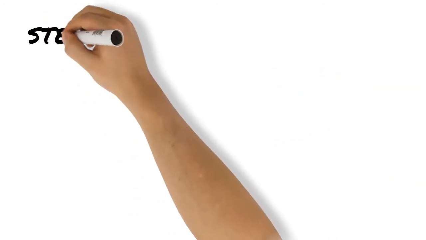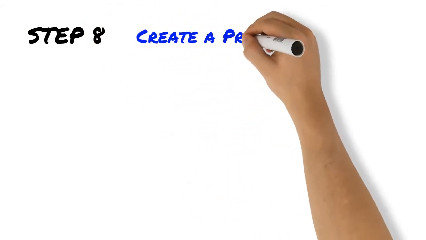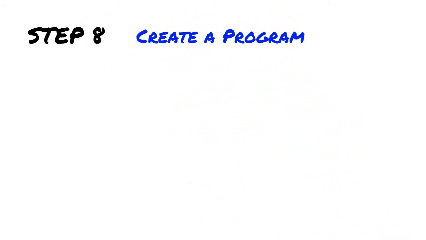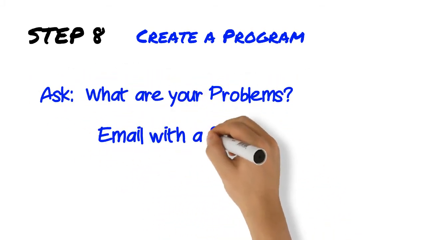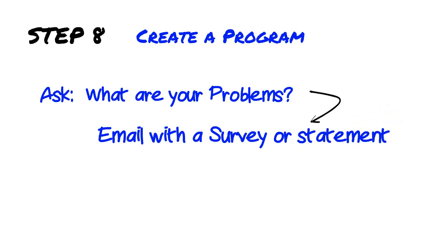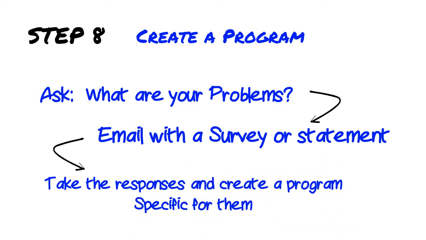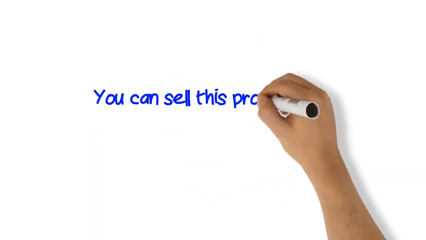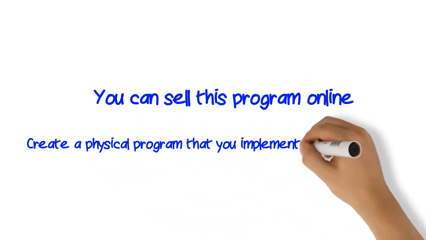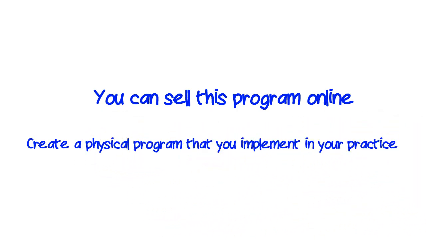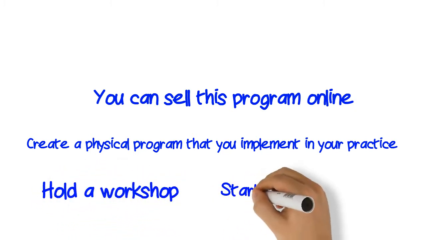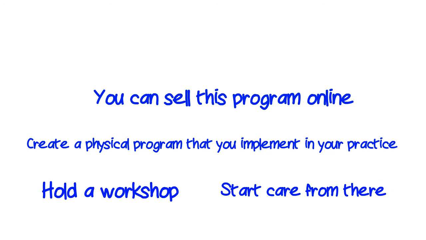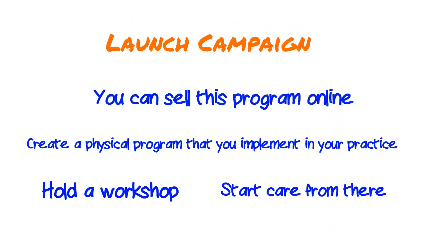Now the last step, step 8, is to create more content or a program to now sell to my client. I do this by simply asking them what are their problems, contacting them through email with a survey or a statement saying what is the thing you struggle with the most while playing soccer. I would then get the responses back and then create a program specific for them. Now, you can sell this program online if you want, or you can create a physical program that you can implement in your practice to solve these target niche's problems. You can hold a workshop on that specific issue, and then you can even get the patients to start care from there. So you would do a launch campaign for that specifically, but we'll discuss that in another video.